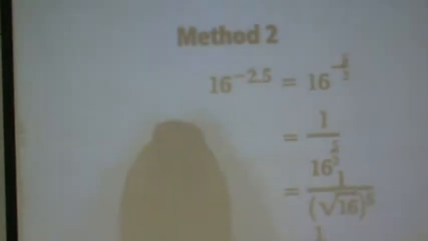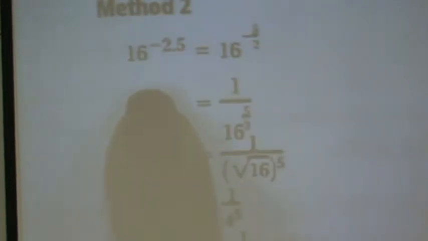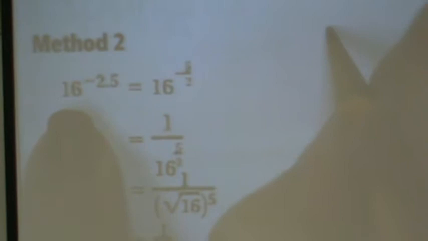Okay. Now, this next problem, they show you 2 different ways to do it, method 1 and method 2. When you're at home, look at method 2 and see if you understand it. I think I can make it even easier for you. I have method 3. Off to the side, I want you to write 16 to the negative 2.5 power.